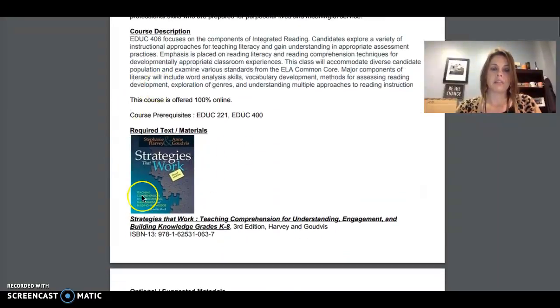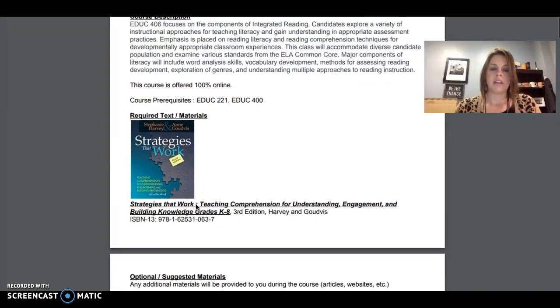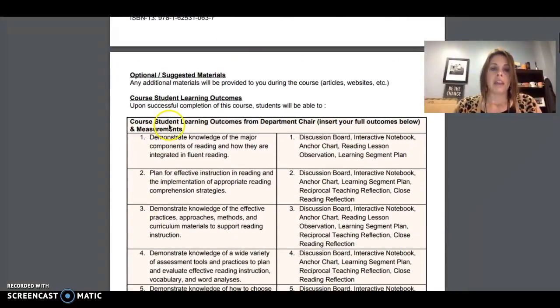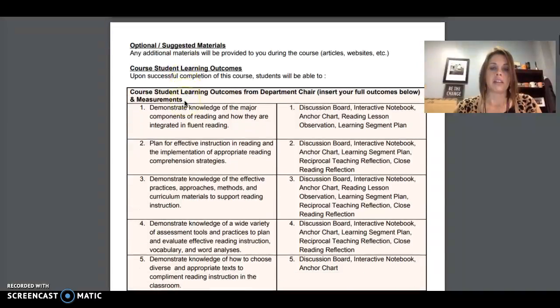So this is going to be our course textbook. It's the only one that's going to be required. So please make sure that you have this because this is kind of the guiding force for our course. Any other materials, articles, or anything I'll provide to you, so you won't need to purchase anything else other than that textbook.